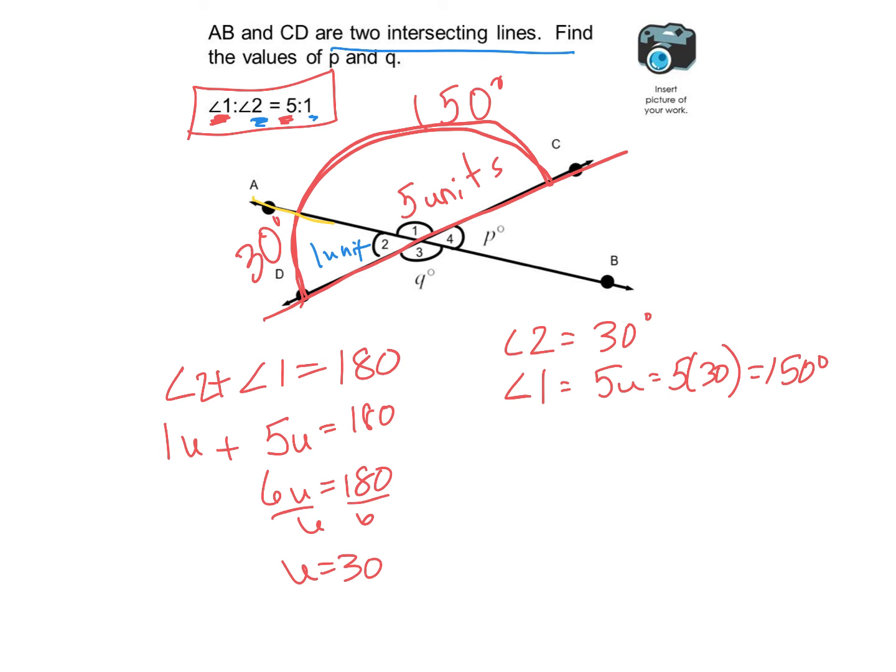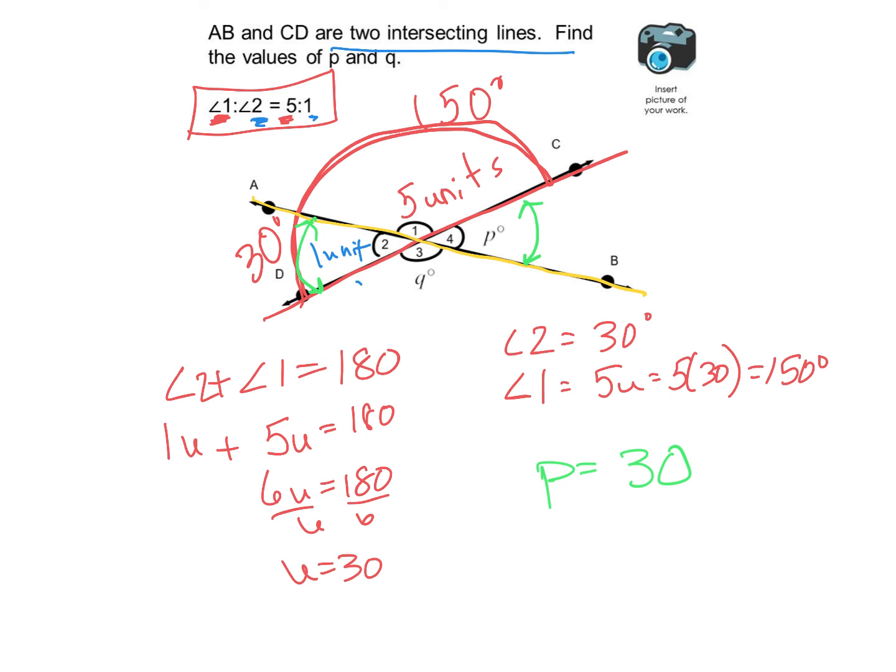So I was also told this is a straight line. I could use a bunch of supplementary angles and figure out what P and Q are, but why, when I know what vertical angles are? Okay, so P and Q is red to yellow, red to yellow. So now I know that P is equal to 30.